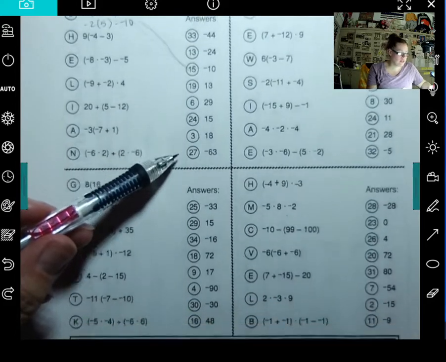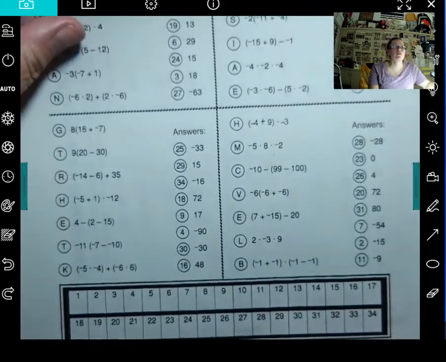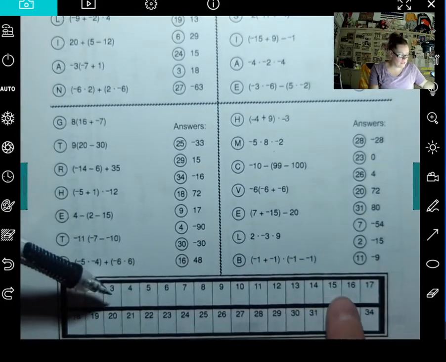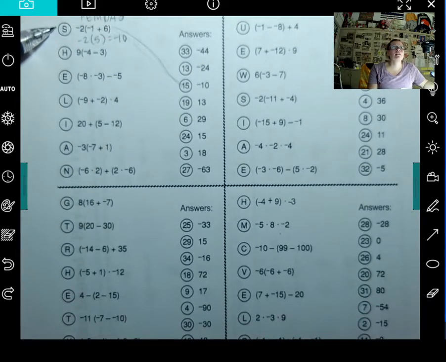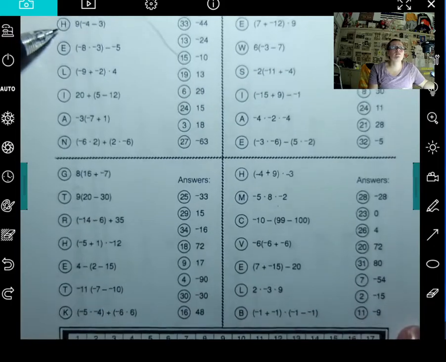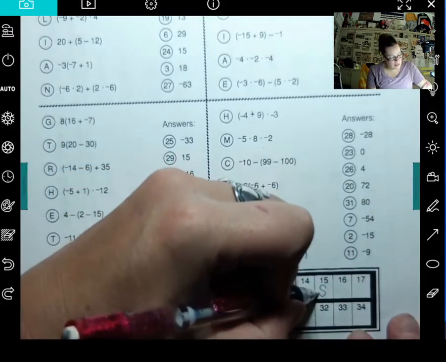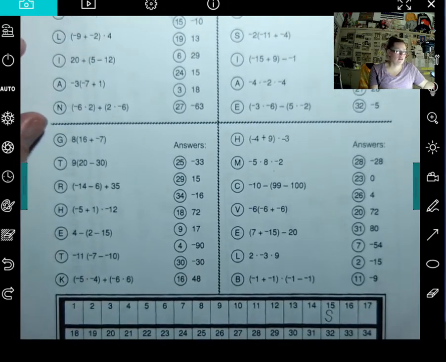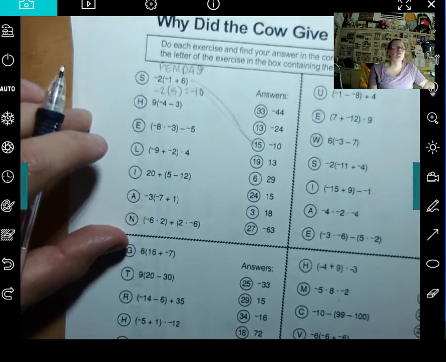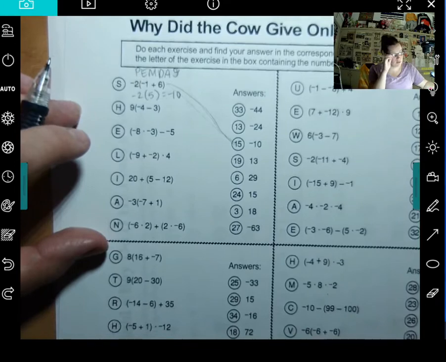So then we look down here at the bottom for number 15. Okay, so we found it. The letter that's next to this is what we put with the 15. So it was an S, so we just write an S in there. Okay? Pretty simple. I feel like the directions make things really confusing though.